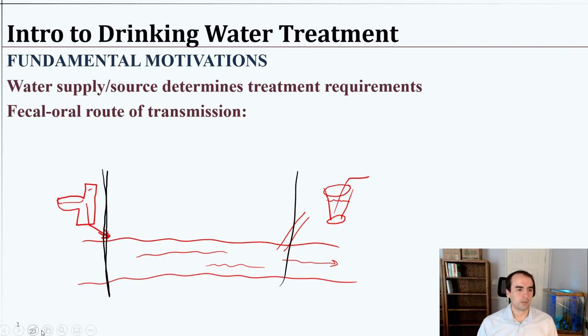Now, there are complicating factors here, of course, because in nature we have little animals, different types, and I'll just draw some sort of stick figure animal that you can decide what type it is for yourself. Let's give it some ears. And of course, ultimately, animal scat, animal fecal matter, is going to get into the river as well. So it's important that we have both barriers, right?